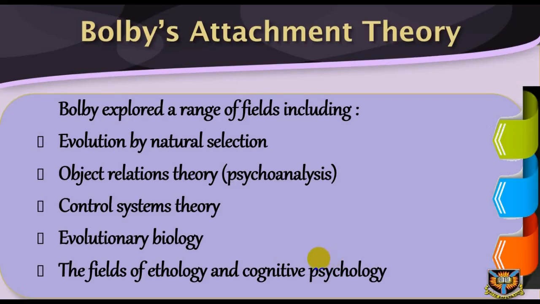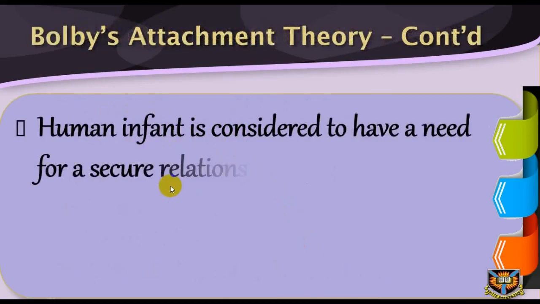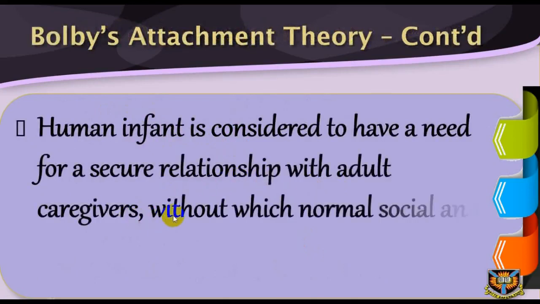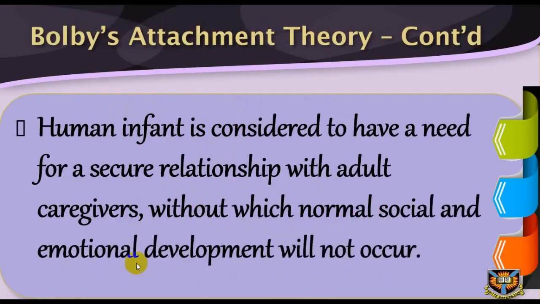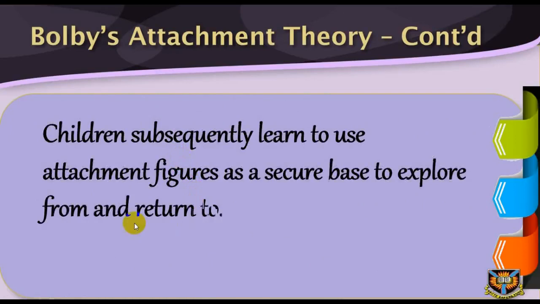There have been significant modifications as a result of empirical research, but attachment concepts have become generally accepted (Rutter, 1995). More recent criticism relates to the complexity of social relationships within family settings and the limitations of discrete styles for classification. In Bowlby's attachment theory, the human infant is considered to have a need for a secure relationship with adult caregivers, without which normal social and emotional development will not occur. Children subsequently learn to use attachment figures as a secure base to explore from and return to.